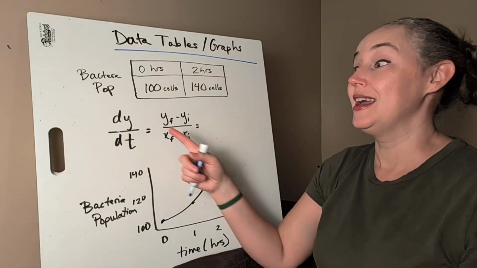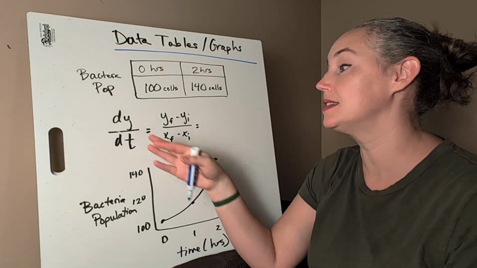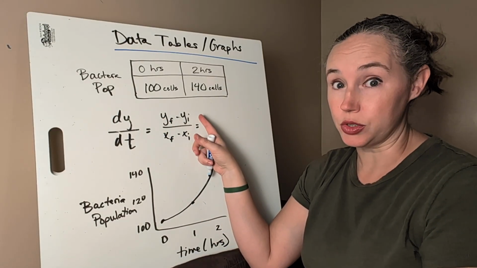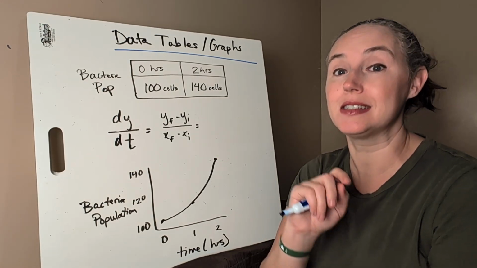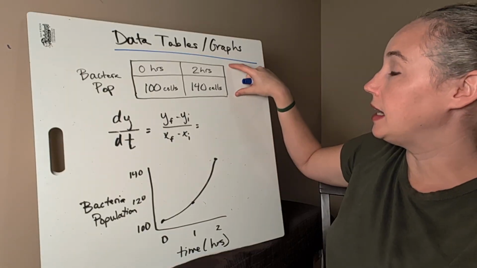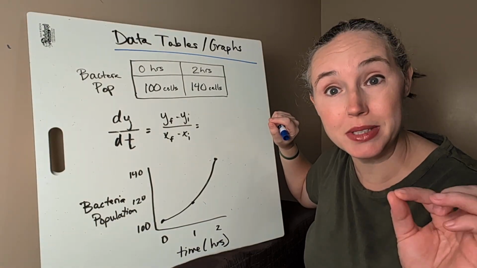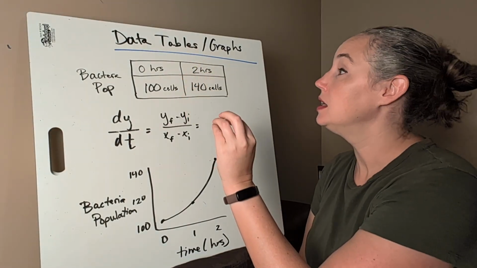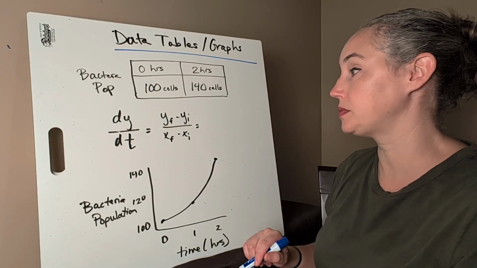Now, it does not tell you what order to do things in, but since this is slope, we're going to do y final minus y initial over x final minus x initial. That's really how you're going to do it. So in this case, I've got data given in a data table. Here I have the same data given in a graph form. So you've got to be able to read both graphs and data tables to find your information.